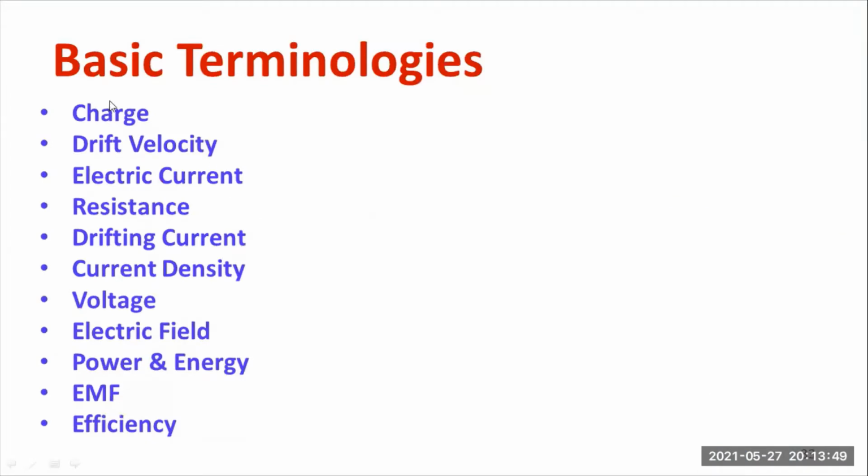As you can see, these are the basic terminologies which are used in electrical engineering: charge, drift velocity, electric current, resistance, drifting current, current density, voltage, electric field, power and energy, EMF, efficiency. Let us understand the basics of these terminologies. Before studying basic electrical engineering, you should be aware of these terminologies. You should have a good idea about them. They are frequently used terms, which is why I'm going to explain them in this session.